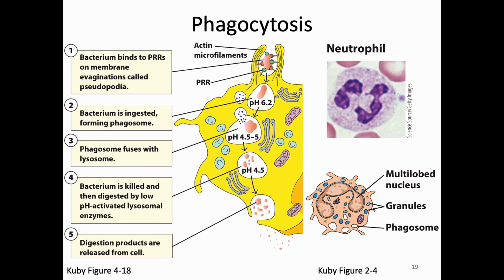Because that compartment didn't exist before this, it was made through this process of phagocytosis, we call the compartment a phagosome. It's an organelle that was made by phagocytosis. So the bacteria is ingested, and that forms a phagosome. The phagosome is then going to fuse with some other organelles in the cell.